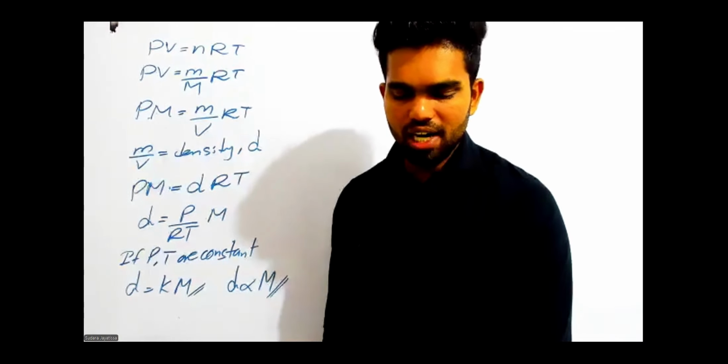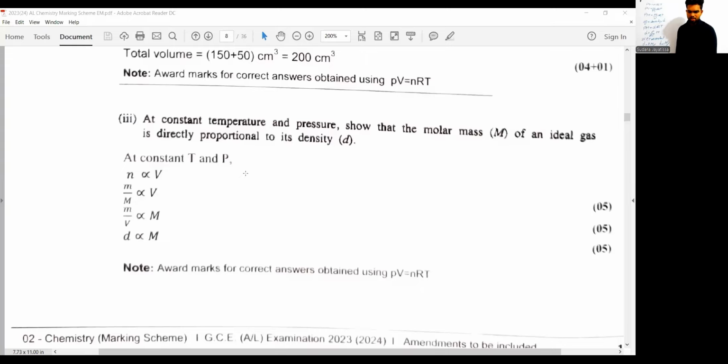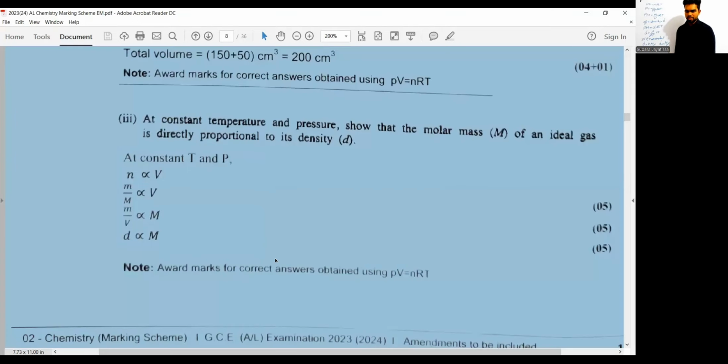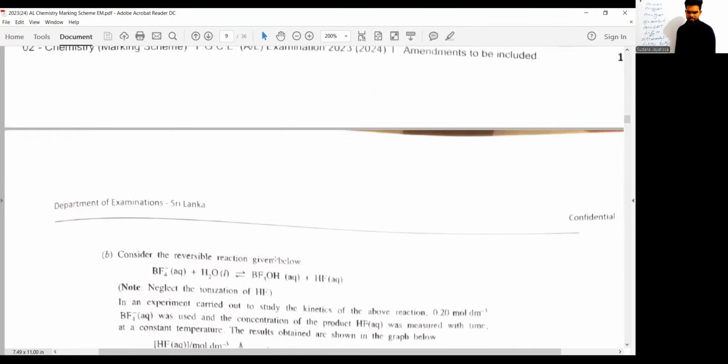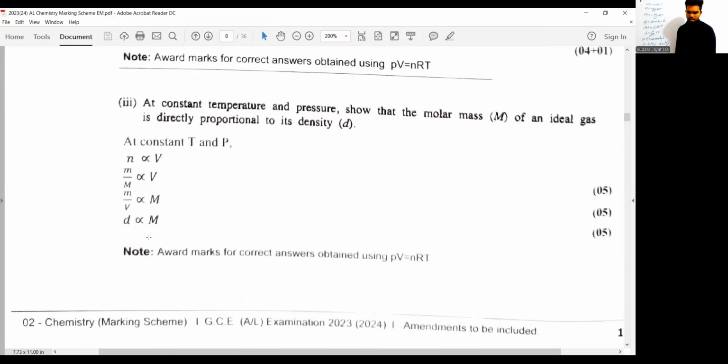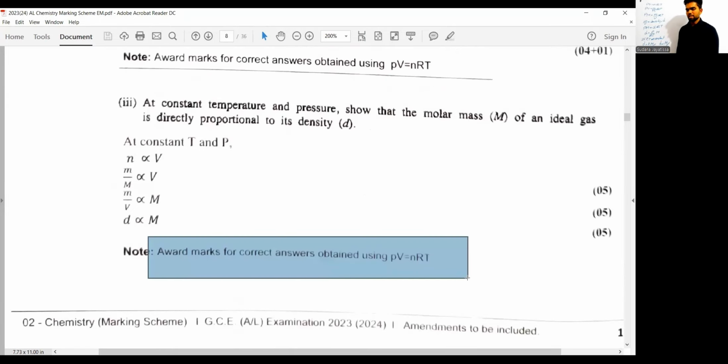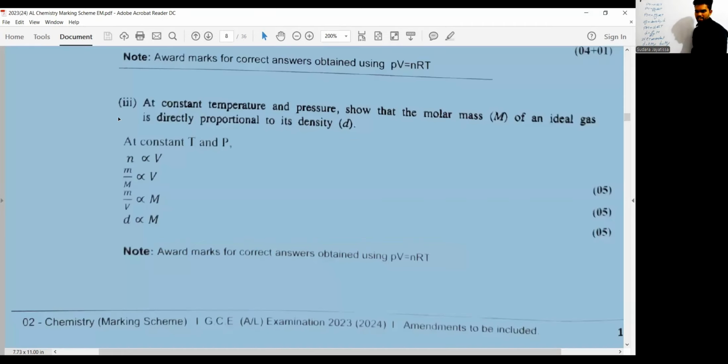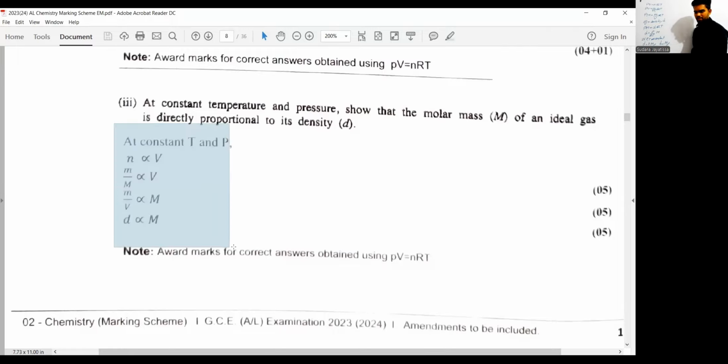Now we'll look at the marking scheme answer. Or you can simply write the proportional relationship. I think there will be an alternative answer. No, it's not given. So anyway, award marks for the correct answer obtained using PV equal nRT. So what I did on the board is that. You can write this marking scheme answer in your tutor and the one on the board.